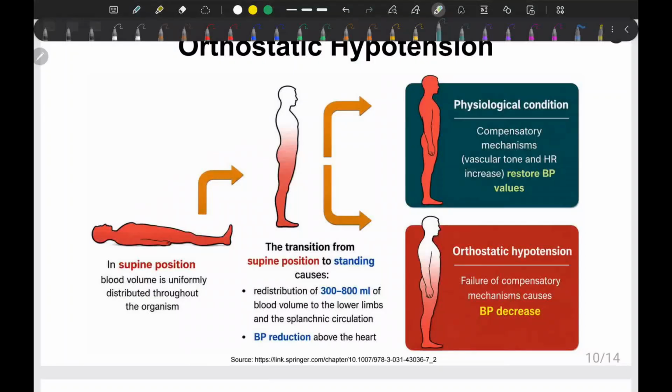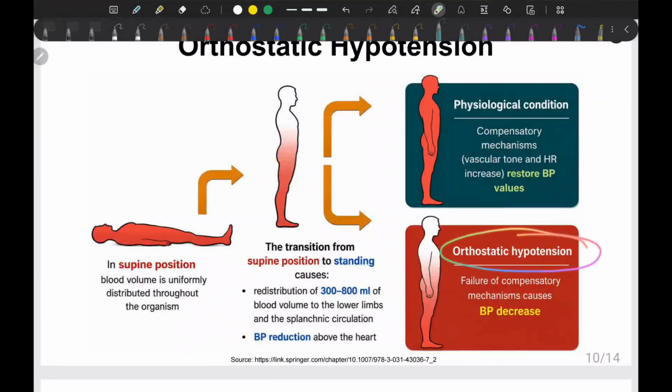Why? Because we have normally functioning baroreceptors. As soon as our BP drops, because our cardiac output has dropped, the baroreceptor kicks in and it will elevate our blood pressure within seconds. So you do not feel any dizziness or syncope, even though 300 to 800 ml of blood is redistributed in your lower limb. But what is orthostatic hypotension?